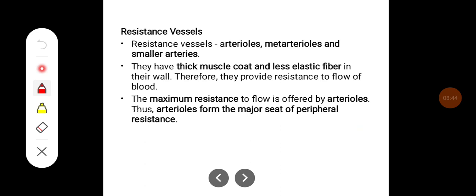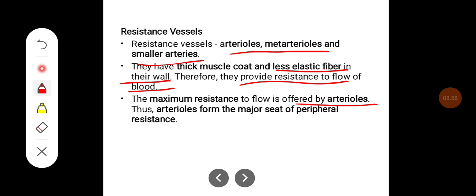Resistance vessels are arterioles, metarterioles, and smaller arteries. They have a thick muscle coat and less elastic fiber in their wall. Therefore, they provide resistance to flow of blood. The maximum resistance to flow is offered by arterioles. Thus, arterioles form a major seat of peripheral resistance.